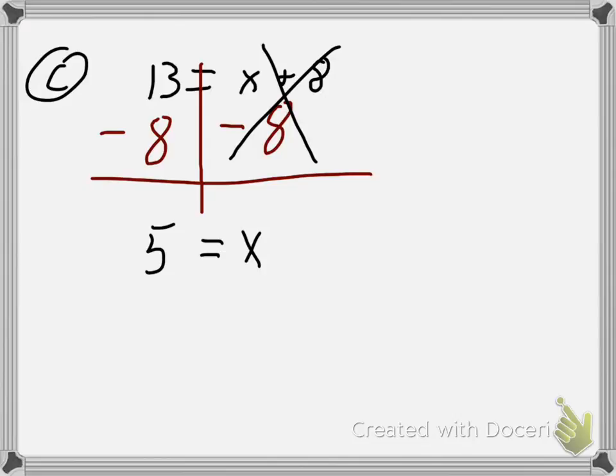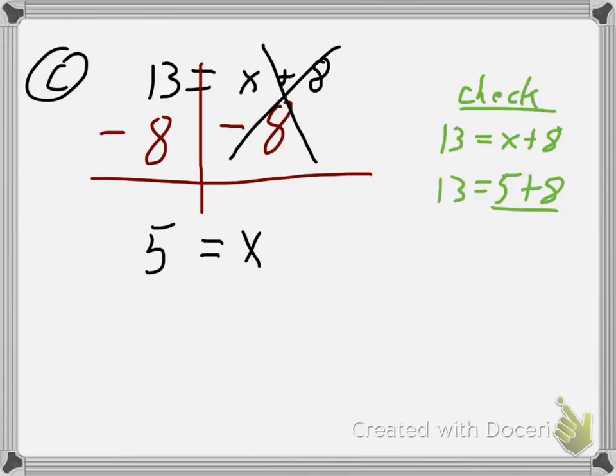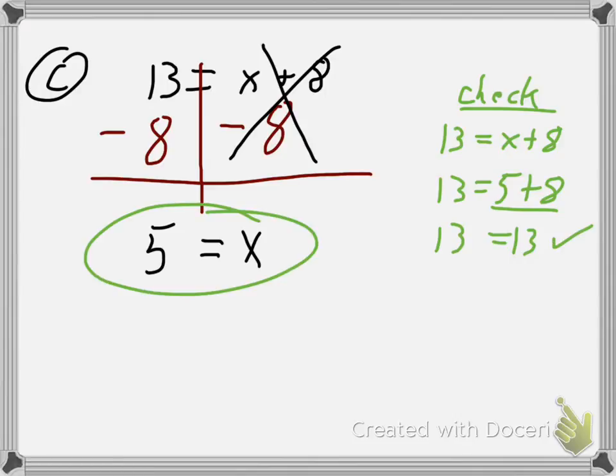Well, let's go through and let's check. I start with the equation, 13 equals x plus 8. I think x is equal to 5, so I'm going to plug that in. 5 plus 8. Now I just solve that. 5 plus 8 is 13. 13 is equal to 13. That's true. So I know that is my correct answer. 5 is equal to x.